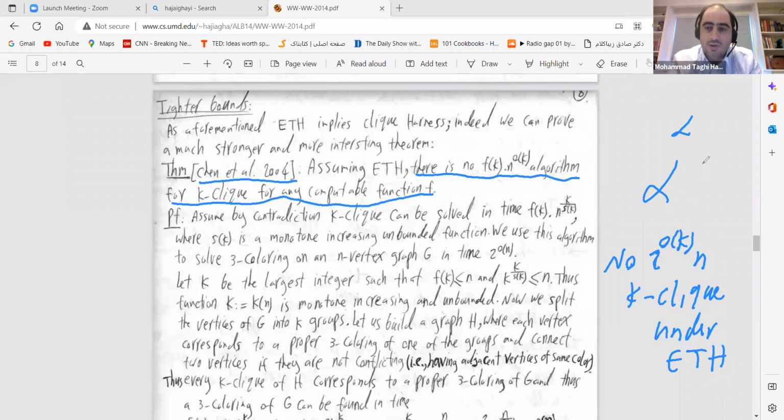Essentially, it means that if you want to solve K-clique, you need n to the k. And n to the k is easy because you are just choosing all subsets of size k and seeing whether any of them is a clique or not. Under ETH, that's the best thing that we can do. So that was a STOC paper, but the proof is actually nice, so I will just mention the proof here.